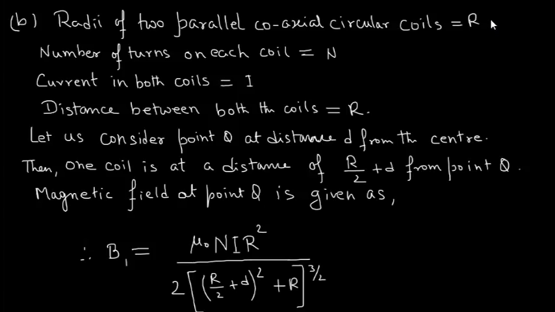Radii of two parallel coaxial circular coils is equal to R. Number of turns on each coil is equal to N. Current in both coils is equal to I. Distance between both the coils is equal to R. Let us consider a point Q at a distance D from the center. Then one coil is at a distance of R by 2 plus D from point Q.